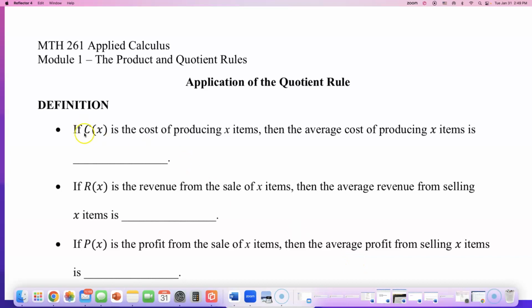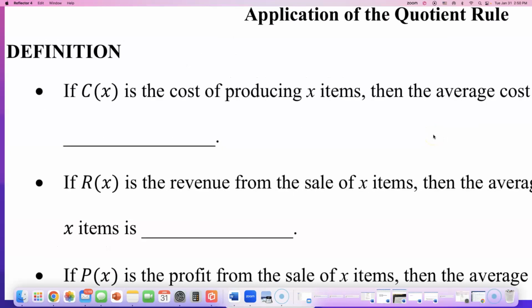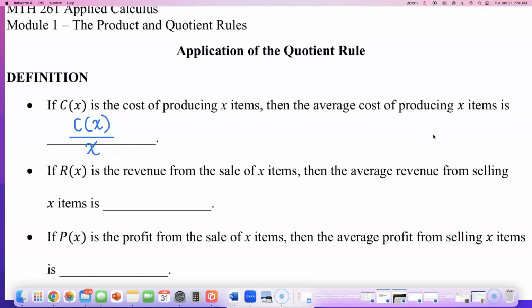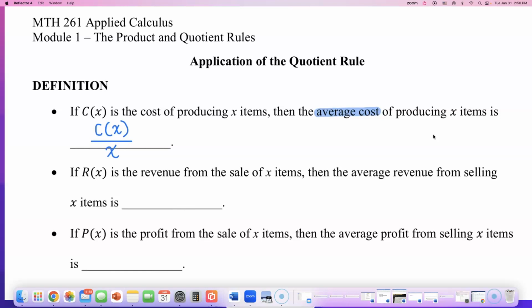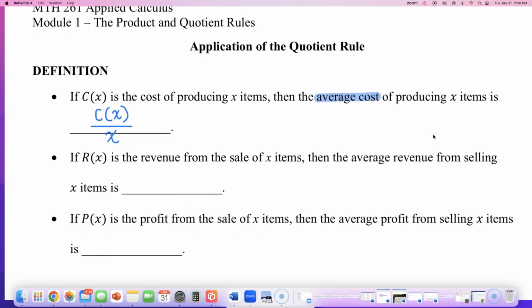If C of X is the total cost of producing X items, but you want to find the average cost of producing just one item, what you have to do is take that C of X and divide by X. So it becomes a quotient function. Write down C of X divided by X. And that is what we call the average cost function for producing X items.